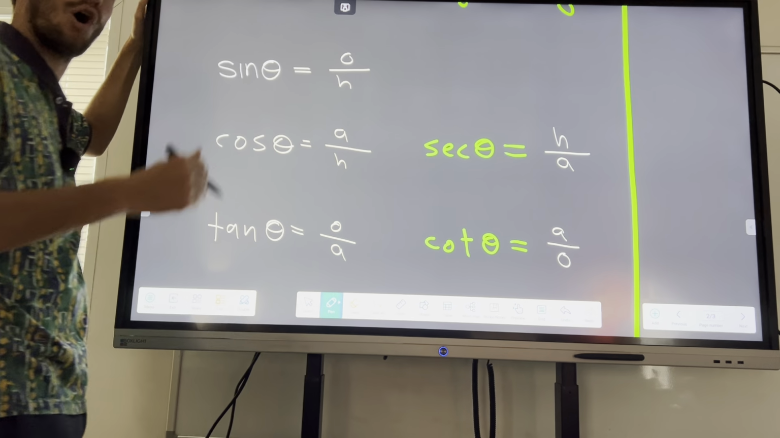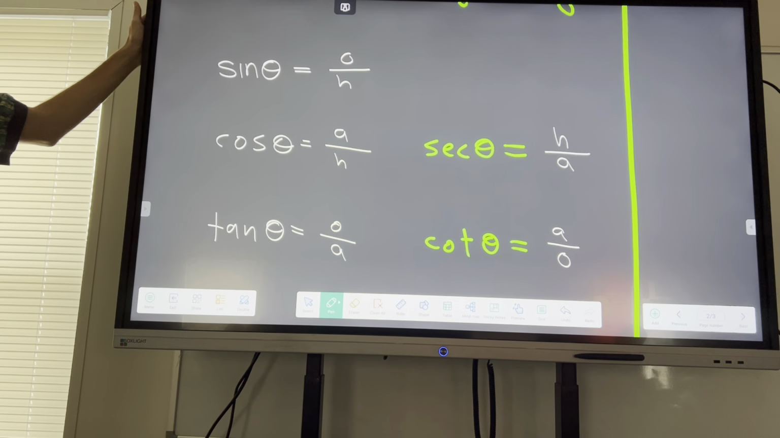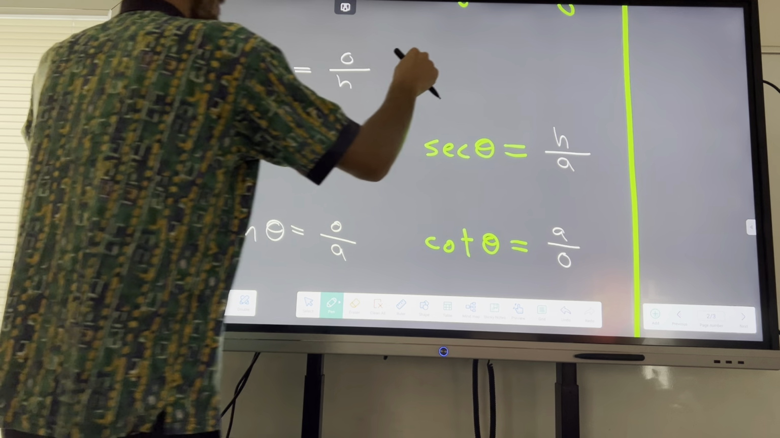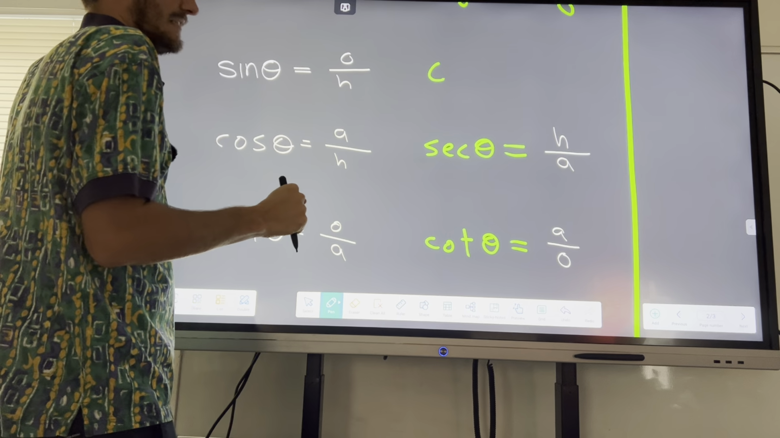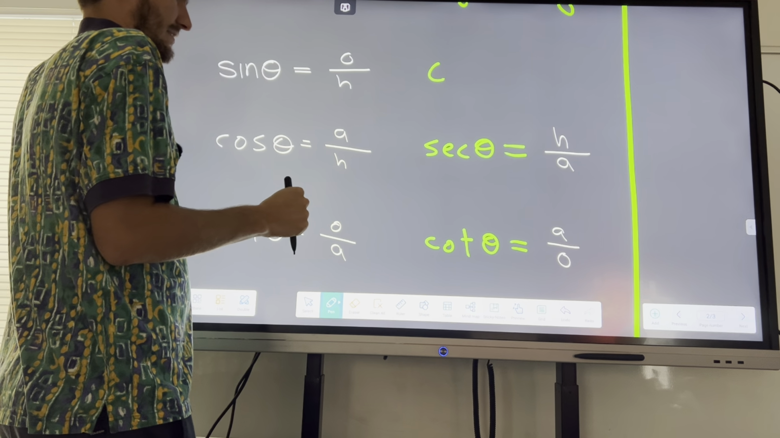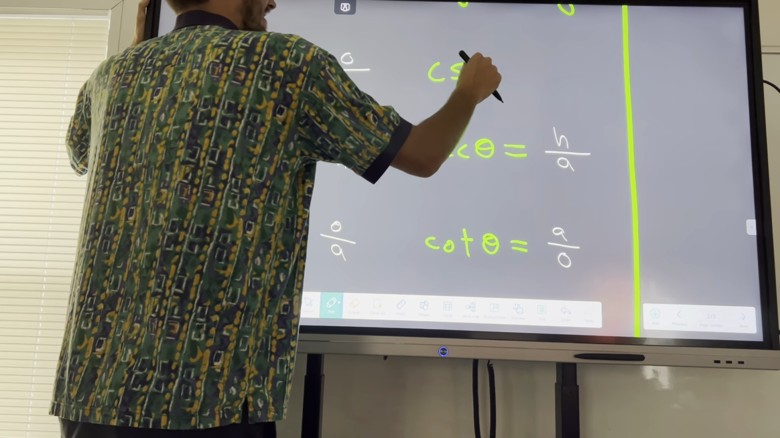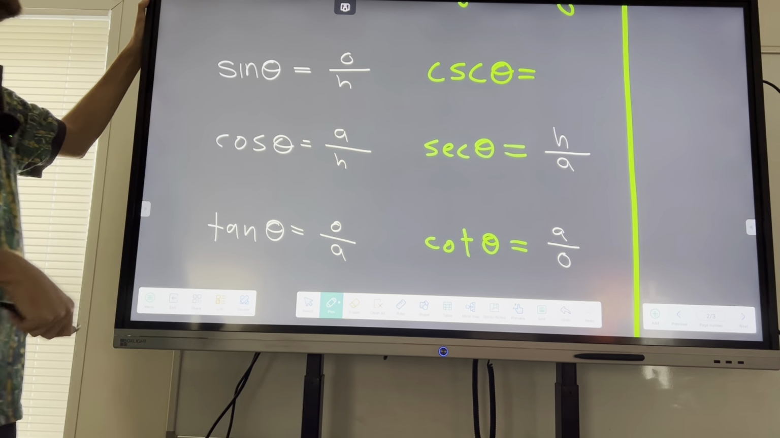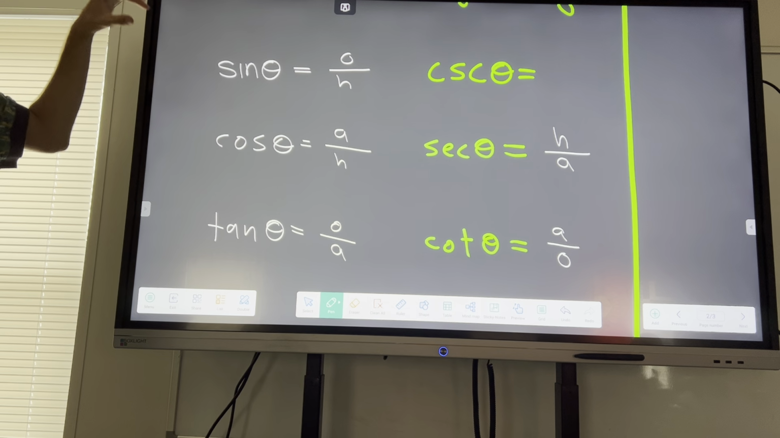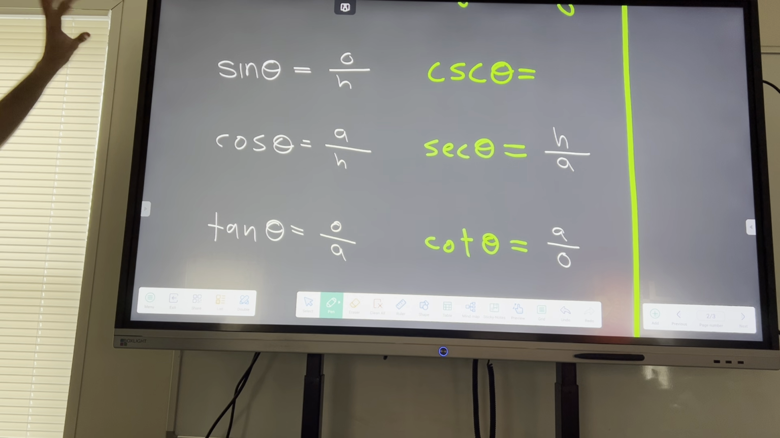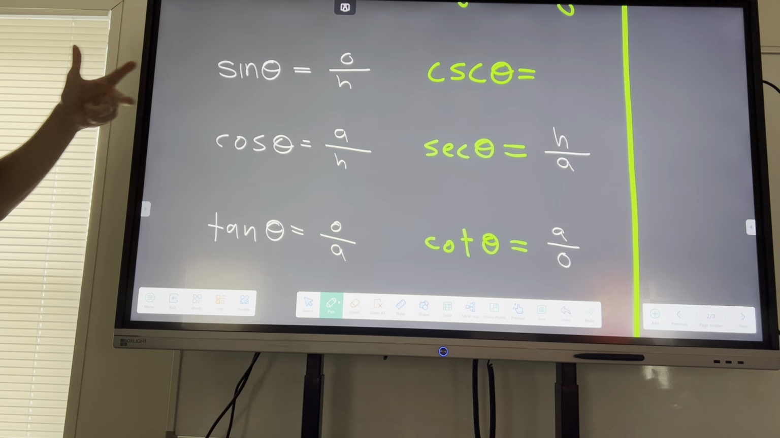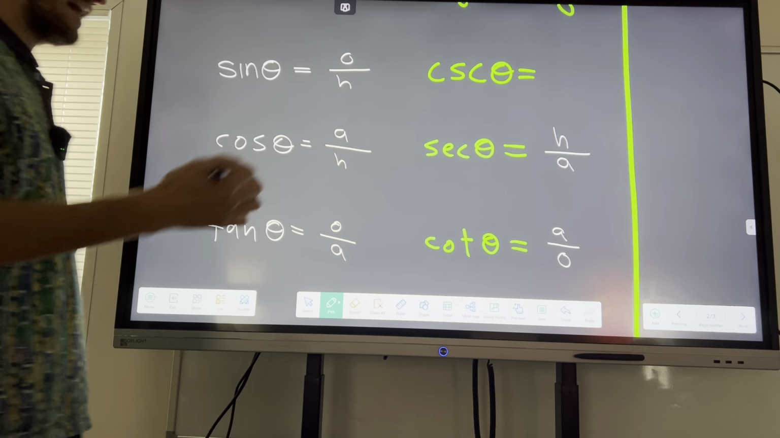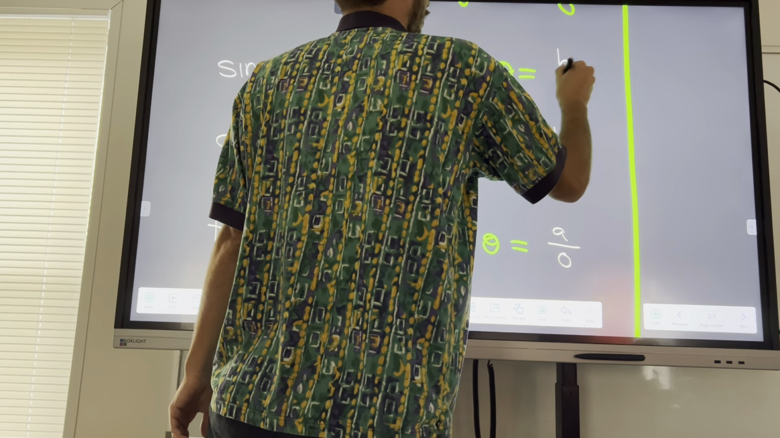And now we've got cosecant. We definitely need a C at the start. CSC is what it's going to be. This one has no vowels in it, actually. Cosecant. CSC. And that, of course, we've already learned this, is going to be H over O.